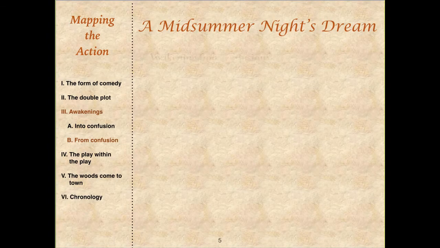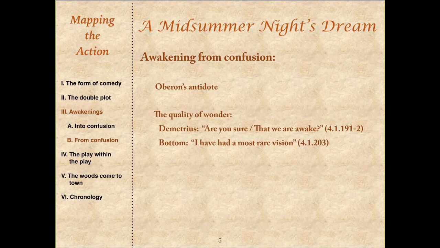The second series of awakenings, from confusion rather than into it, all depend on Oberon's antidote to the love juice. It's still magic, but now it returns the lovers to their senses. By the beginning of Act 4, all the characters have gone back to sleep. They awaken now to wonder at the strangeness of the night's events, and even to doubt their reality.